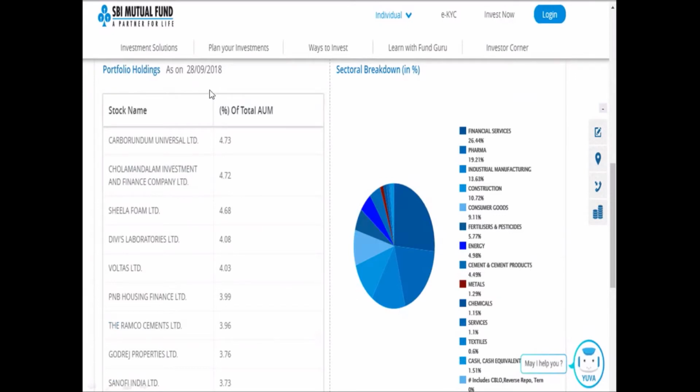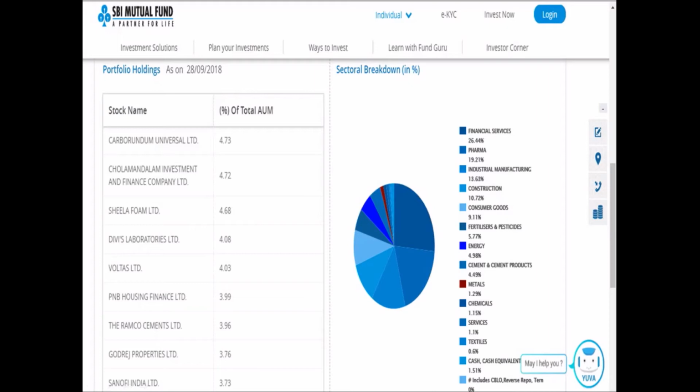Secondly, it also shows the portfolio holdings. Where has the fund invested? A diagram is even provided for you. A chart is provided showing which sectors the fund has been invested in. So as I have told you, the portfolio holdings are the companies in whose shares the fund is investing, and the sectors in which the fund is investing. The largest sector here in case of this mid-cap fund is financial services, then pharma, then industrial manufacturing, construction. All details will be provided to you.